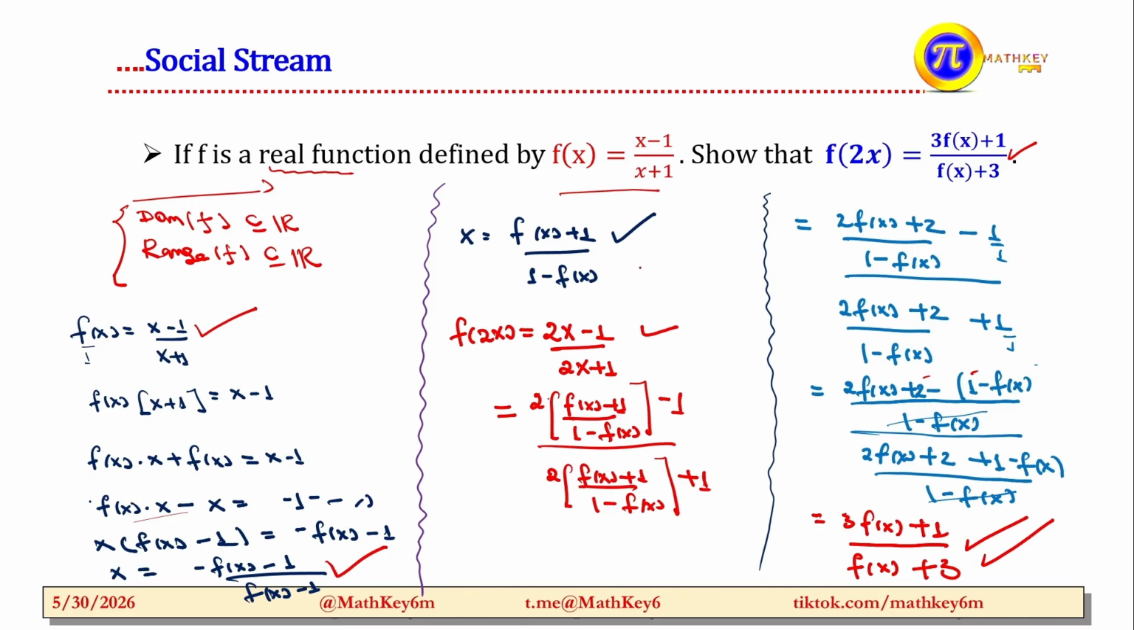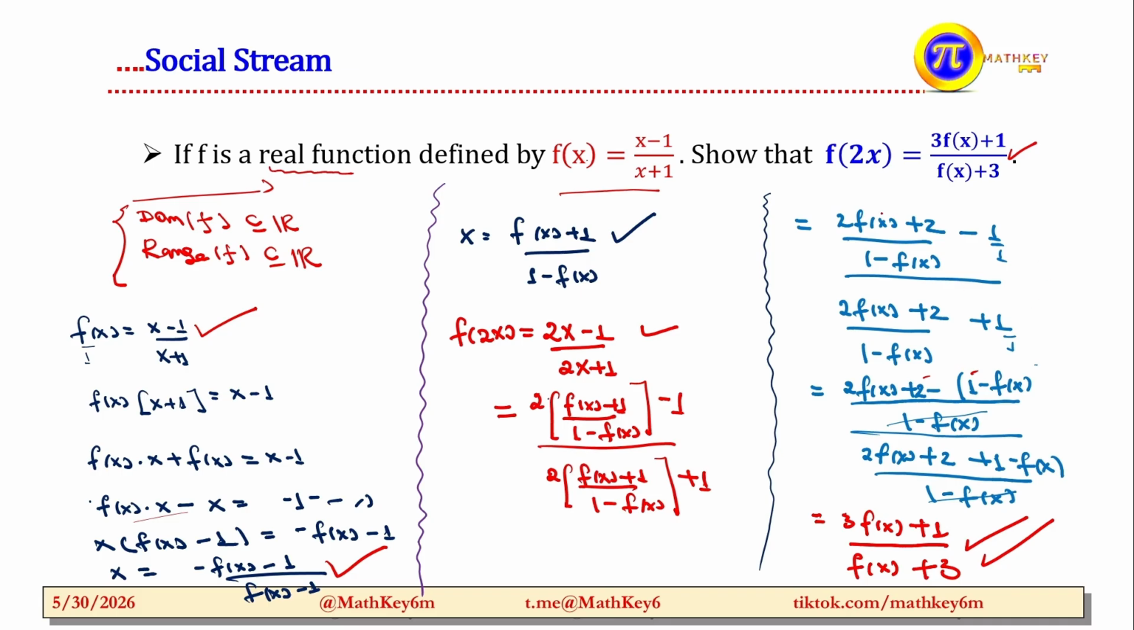It becomes this. After obtaining this, we'll come to here. f of 2x means we substitute 2x instead of x. So this becomes 2x minus 1 over 2x plus 1. After obtaining this one, since f of 2x is expressed in terms of f of x, we substitute x by f of x plus 1 over 1 minus f of x, expressing it in such forms. This is what it becomes.